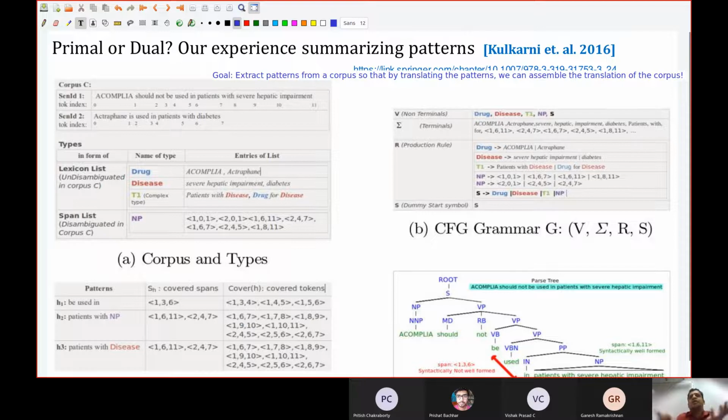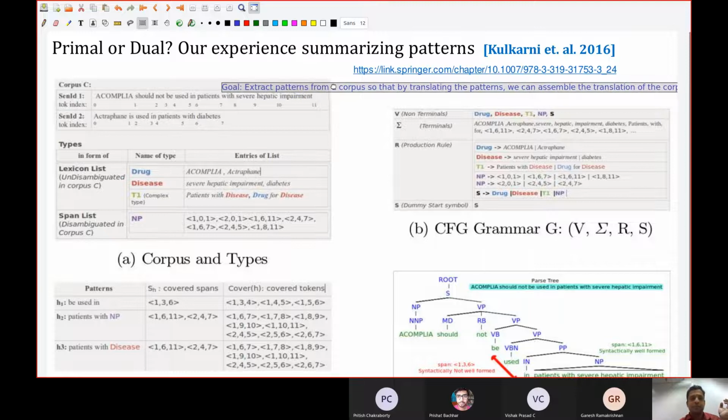In the pre-deep learning era, this is interesting. Like matrix factorization, where I factorize a matrix into U and V, I'm now trying to factorize this corpus into patterns. You can imagine what you would be interested in extracting. So this is a corpus, sentence ID 1. You can see this: Accomplia should not be used in patients with severe hepatic impairment.